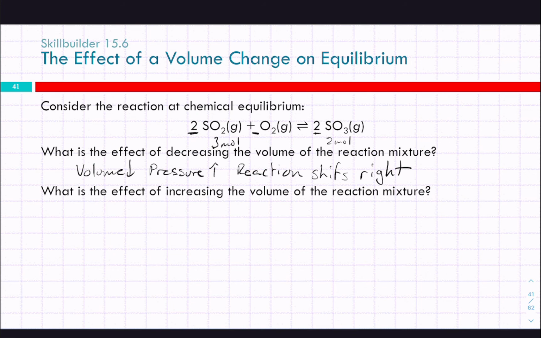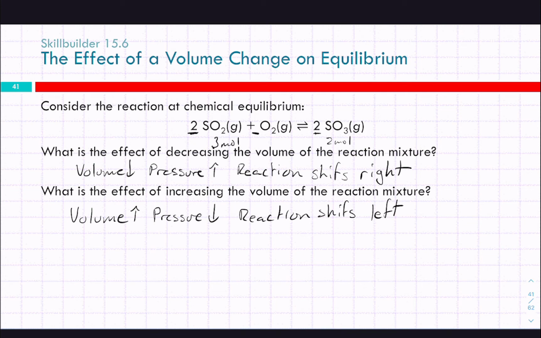So what if we increase the volume of the reaction mixture? So volume goes up. What happens to pressure? Pressure goes down. So how could the reaction shift to counteract the decrease in pressure? The reaction shifts left.